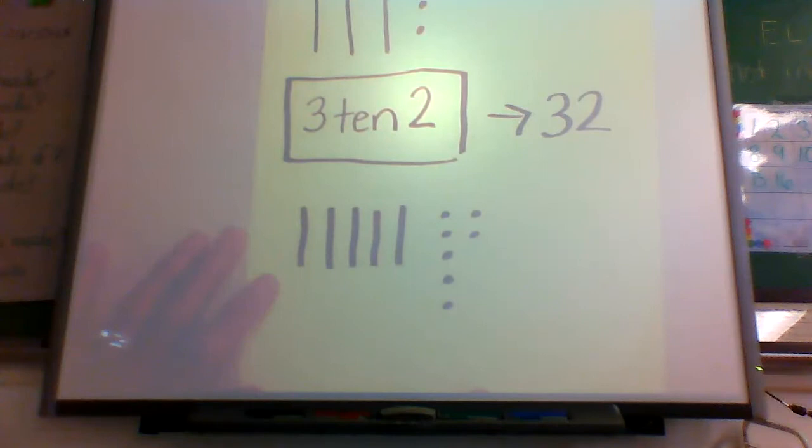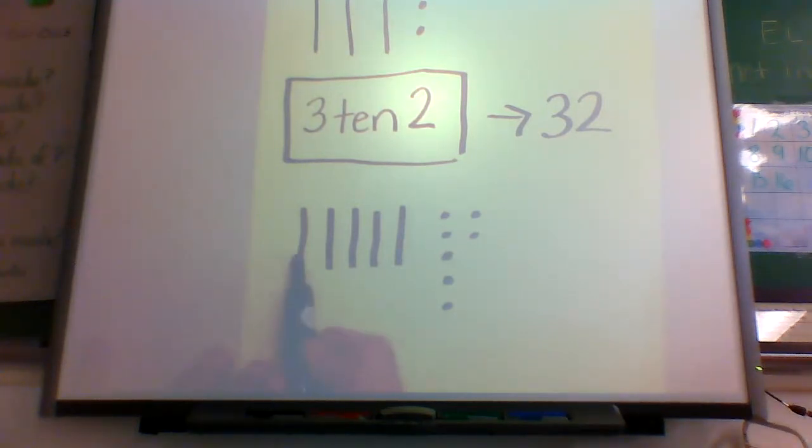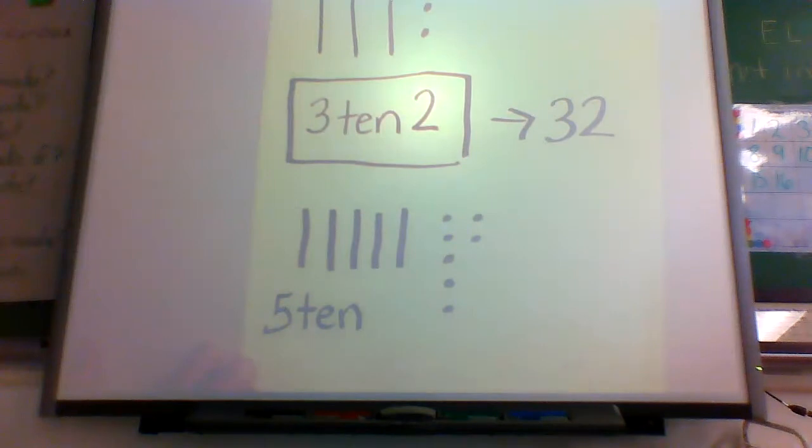Again, I'm going to give you a minute or so, probably less than that, to see if you can figure out how to say this number the Say 10 way. Remember, you're looking at the number of 10s and the number of 1s. Okay, so when I count the 10s, I have 1, 2, 3, 4, 5. So I'll write 5, 10, and now I need to count the 1s.